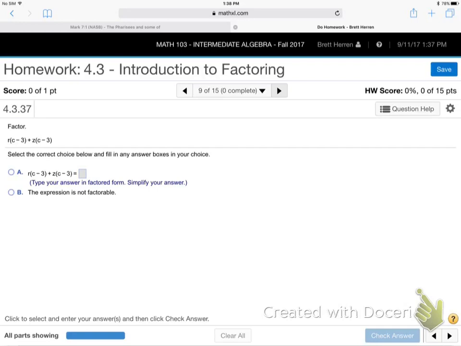Math is always about patterns. So let me help you see the pattern and you'll know what to do. So it's R parentheses C minus 3 plus Z parentheses C minus 3. Right? Yeah. So, and they want me to factor that. They want me to factor. What are they talking about?